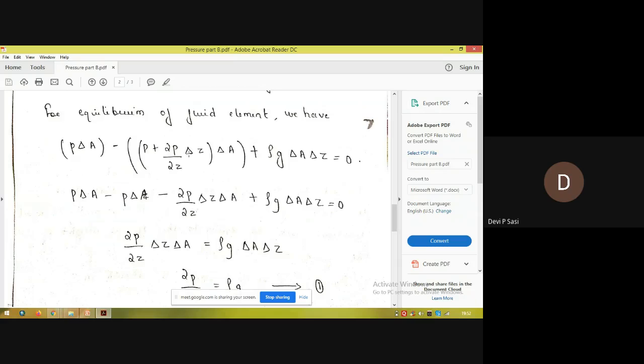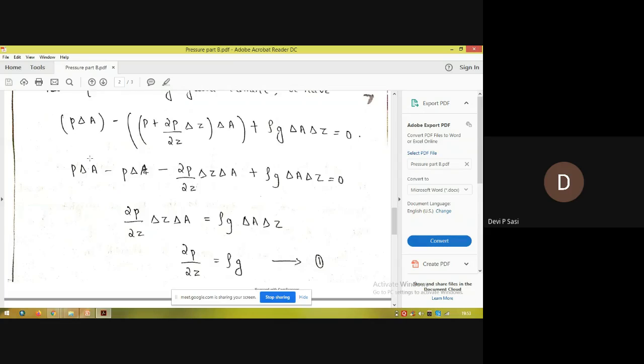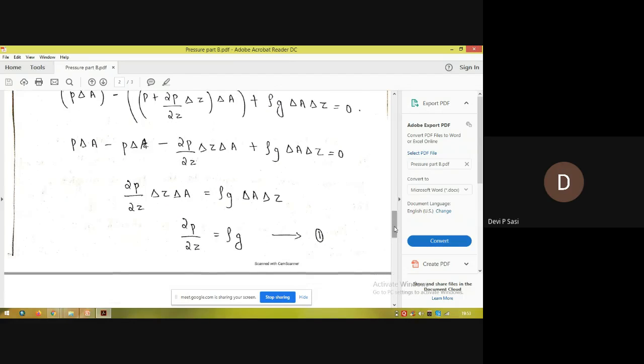You open the bracket, then you can see P delta A minus P delta A minus dou P by dou Z delta Z plus rho G delta Z is equal to 0. Now P delta A and P delta A get cancelled. The remaining terms are dou P by dou Z delta Z is equal to rho into G into delta Z. Again, delta Z gets cancelled. So you may write dou P by dou Z is equal to rho G. Assign it as equation 1.